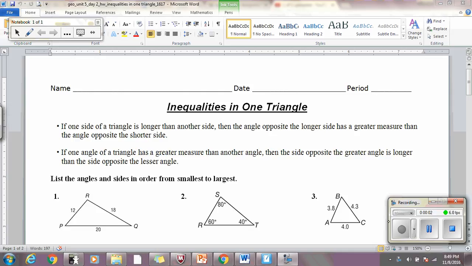Unit 5, Day 2 homework tutorial. Today we talked about inequalities in one triangle. You got to remember the longest side of the triangle will be opposite the largest angle. And the shortest side of the triangle will be opposite the smallest angle.